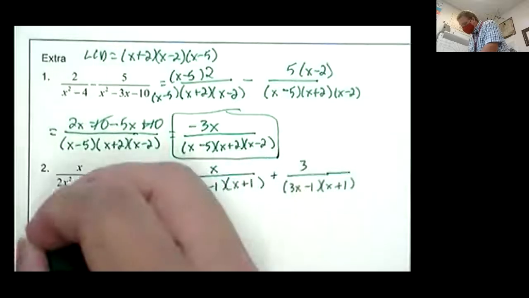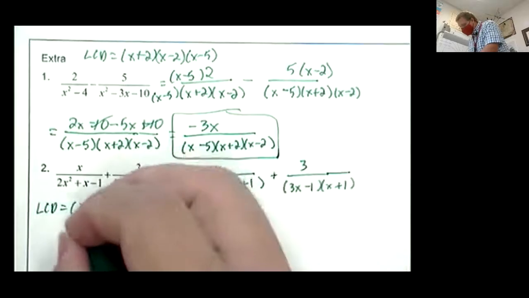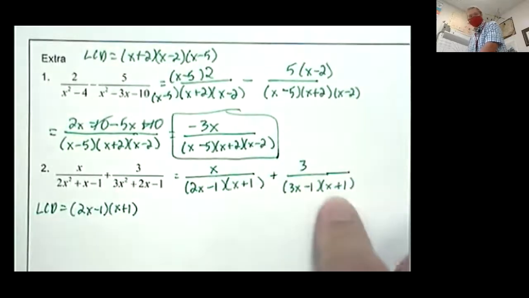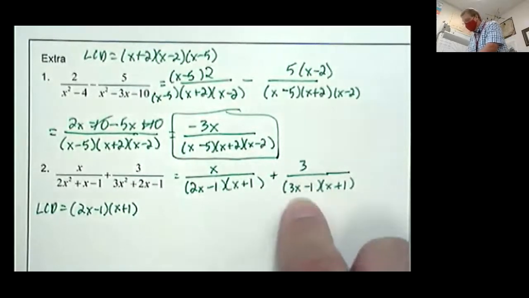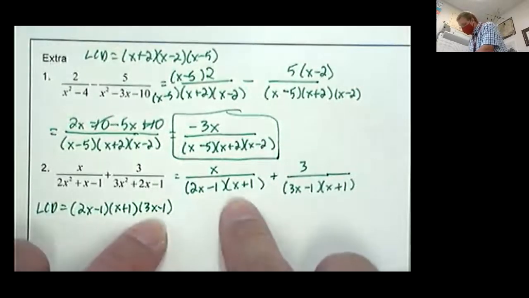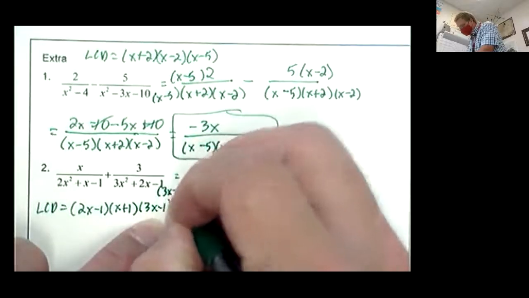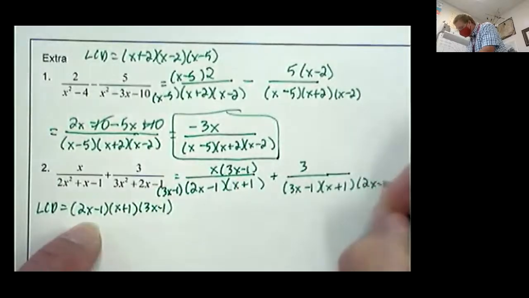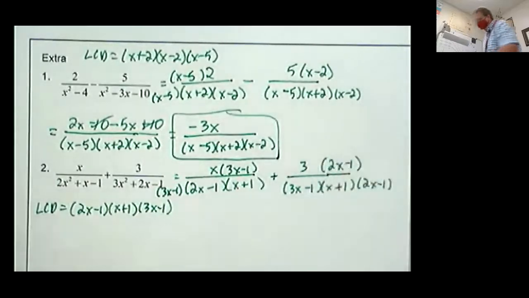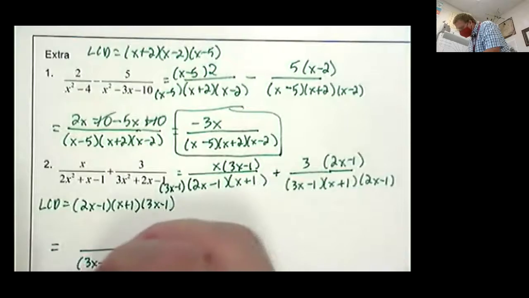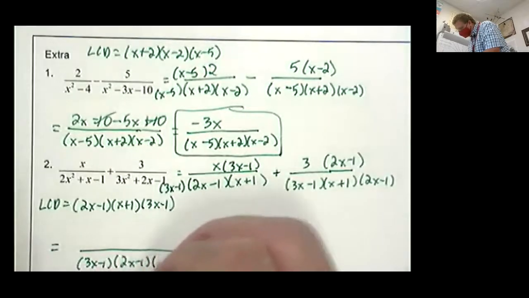So what is our least common denominator? We need a 2x minus 1. We need an x plus 1. The second fraction already has an x plus 1. We need a 3x minus 1. Therefore, what are we going to do to multiply? The first fraction needs a 3x minus 1. The second fraction needs a 2x minus 1. And here we go. So our common denominator is 3x minus 1 times 2x minus 1 times x plus 1.